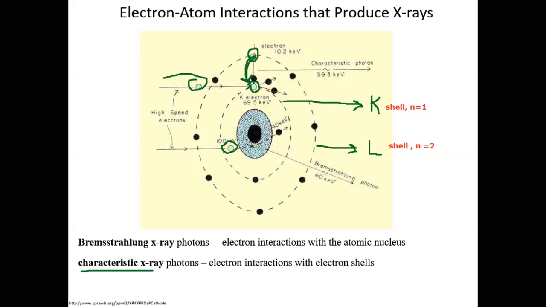The other thing that can happen is you have a high-speed electron. It comes near the nucleus. It slows down, releasing some of its energy. As it releases its energy, it's X-rays, but it's not a characteristic X-ray. It's like a continuous spectrum of X-ray photons being emitted. And this is a weird name. It's called Bremsstrahlung X-ray photons.